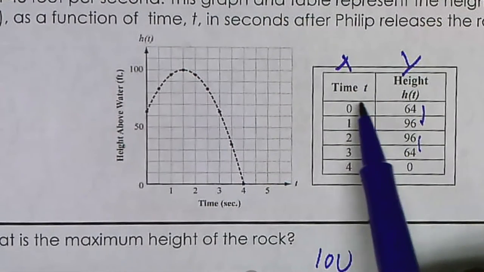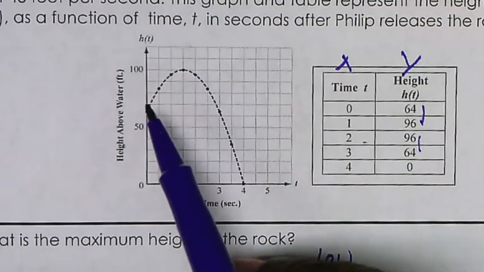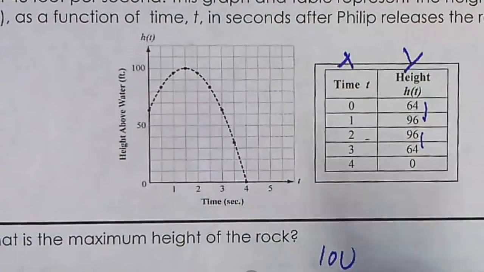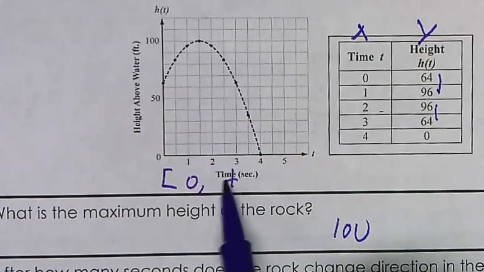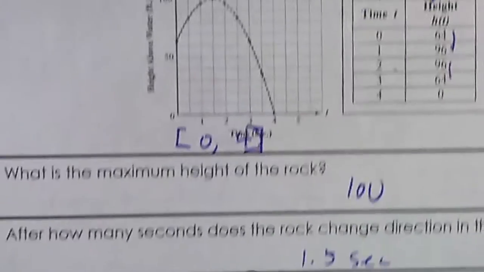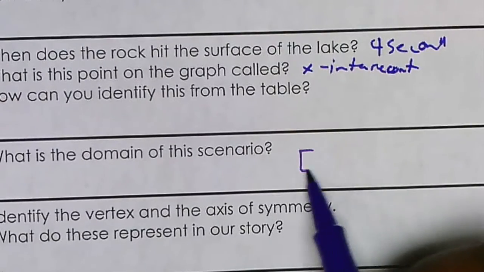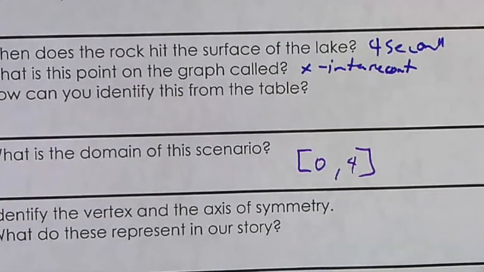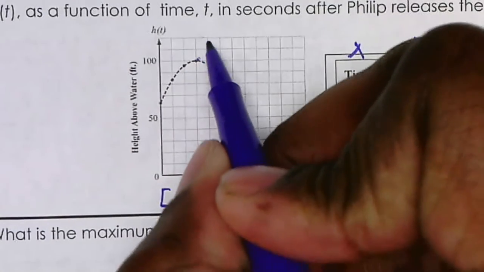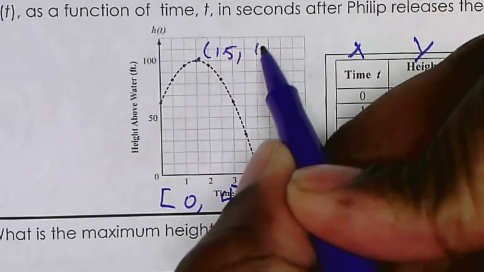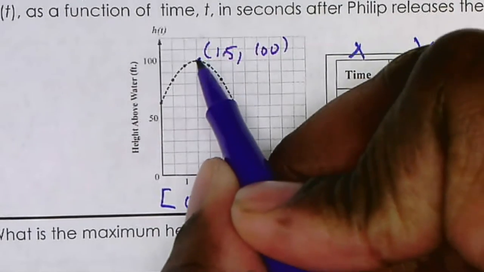When the time is 0, it just tells you the height at the very beginning. So when the time is 0, there's a height at the very beginning of the problem. It said, what's the domain of this scenario? We decided that the domain was hard bracket 0 to 4 with the hard bracket. So the domain was from 0 to 4. We'll discuss why. It said identify the vertex. We should identify the vertex to have been 1.5 and 100. Because that would be the point where it reaches its maximum height.